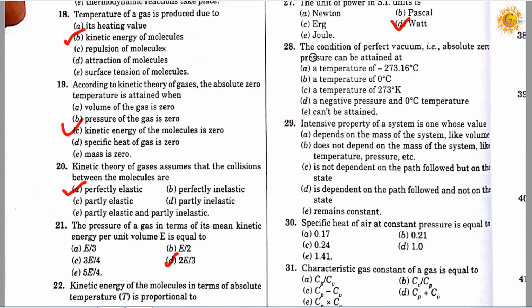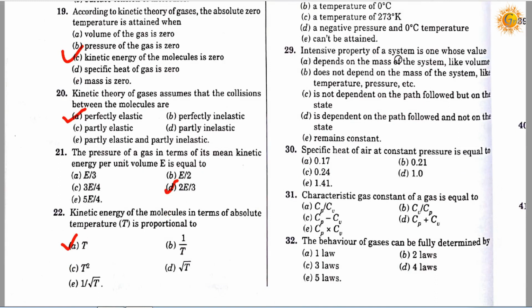Question number 28. The condition of perfect vacuum, that is absolute zero pressure, can be attained at: option A, a temperature of minus 273.16 degrees centigrade; option B, a temperature of 0 degrees centigrade; option C, a temperature of 273 degrees Kelvin; option D, a negative pressure and 0 degree centigrade temperature; option E, can't be attained. So the correct answer is A, a temperature of minus 273.16 degrees centigrade.